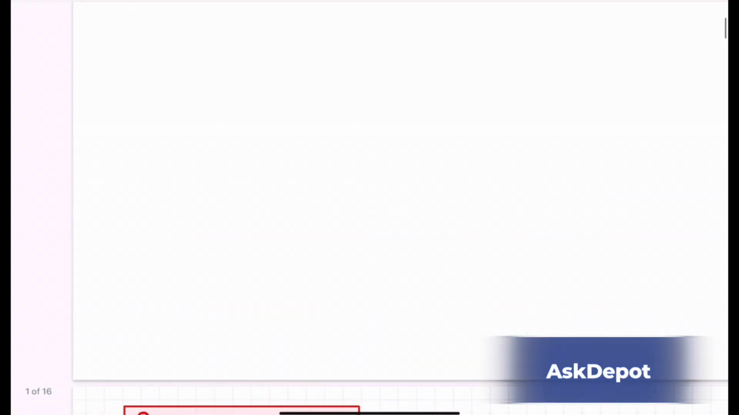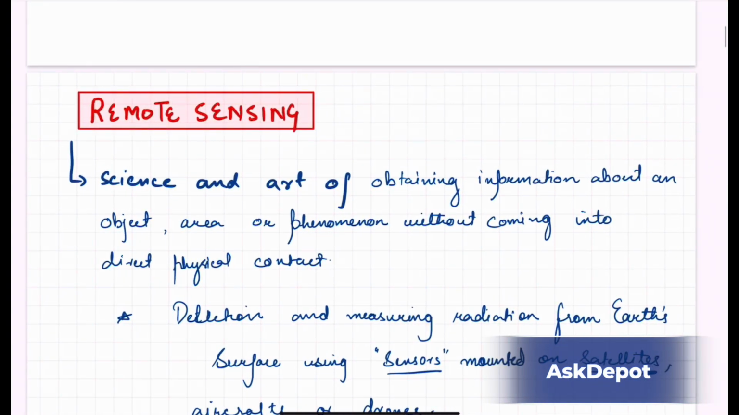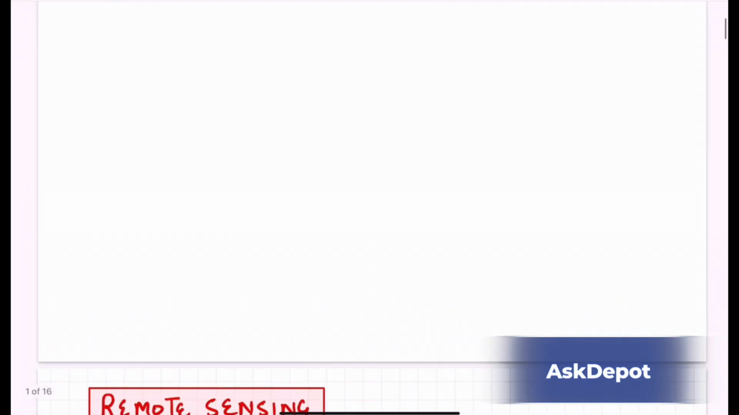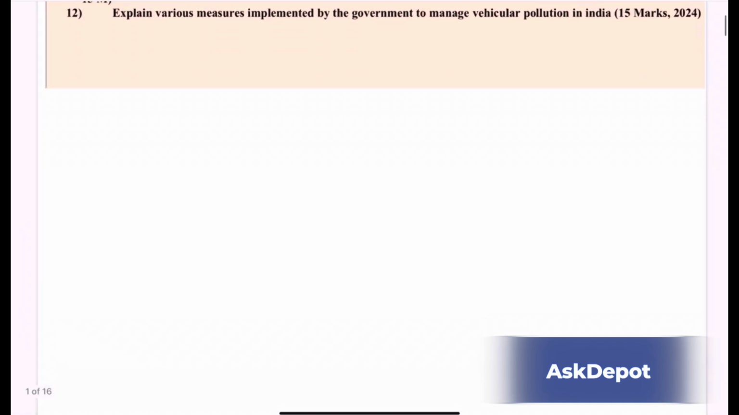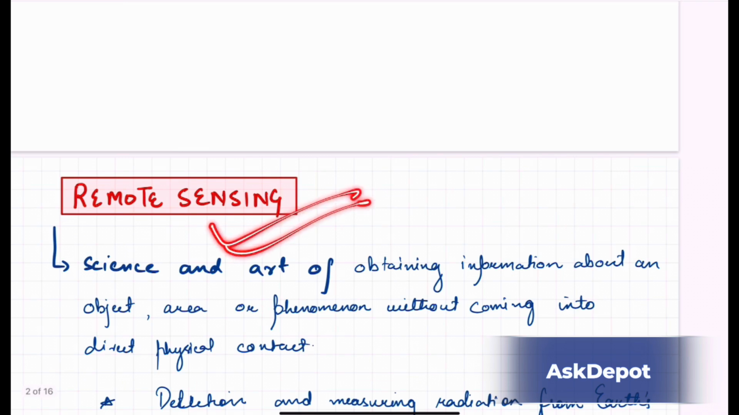Okay, there is one more topic, that is remote sensing. Let us discuss this topic because it's also mentioned in the syllabus. I'll show you some of the previous year questions that have been asked about remote sensing. I'll share them in the PDF later on, but you understand that the questions from this topic have been asked directly from the syllabus.